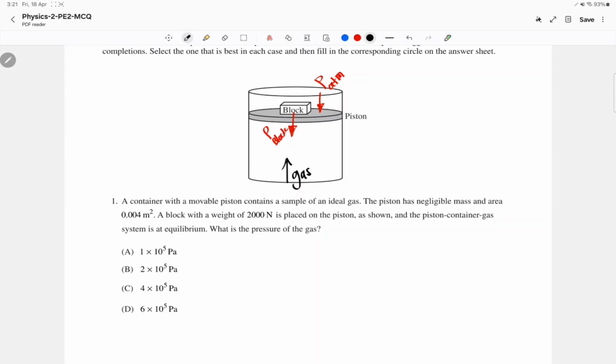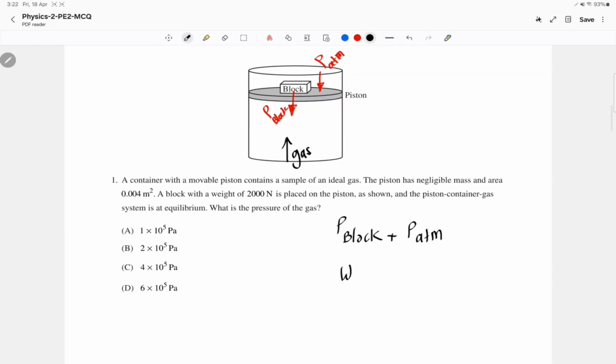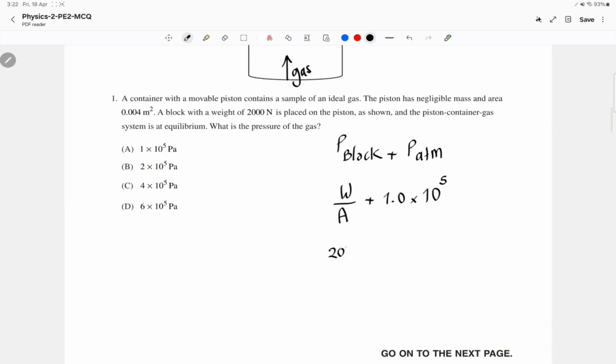So now it's our job to find the combination of the pressure of the block and the pressure of the atmosphere. The pressure of the block just means the weight of the block over the area of the surface. The pressure of the atmosphere is given to you in the reference sheet as 1.0 times 10 to the power of 5. Now the weight of the block is 2000, and the area of the surface is 0.004, plus the pressure of the atmosphere. And the whole thing is going to come out to choice D.